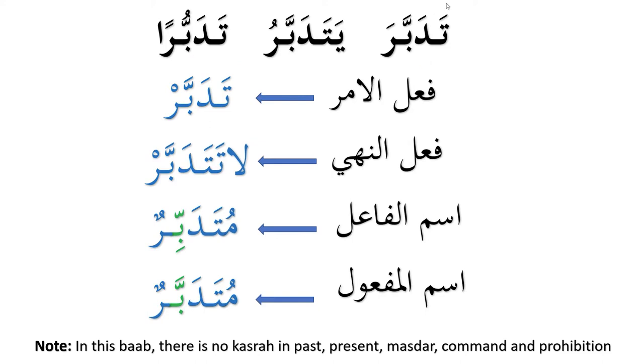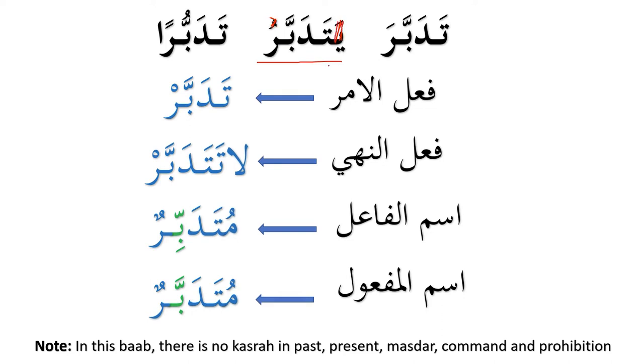One more thing that we need to notice over here, that all the forms, so far all the forms do not have kasra. Tadabbara does not have kasra, yatadabbaru does not have kasra, and tadabburan does not have kasra. So when we make fi'l al-amr, do you remember how to make fi'l al-amr? Yes, Ustad. The last letter should be... From mudari. Yeah, especially when we talk about the second person. So basically we have tatadabbaru.